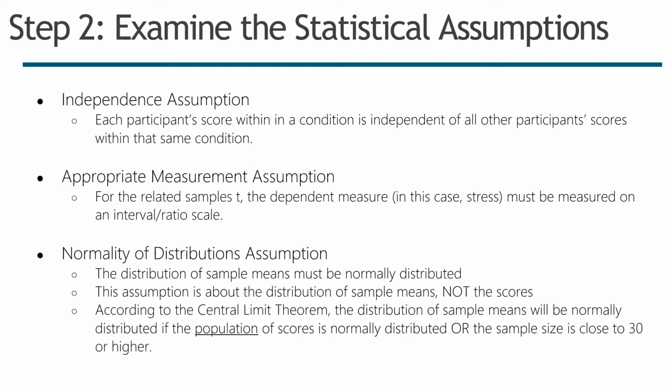And then finally, we have the normality of distributions assumption, and this is that the distribution of sample means must be normally distributed. This isn't about the scores, so our temptation is often to plot the scores from our data set to see if they're normally distributed. And that's not the assumption. Our assumption is that the distribution of sample means is normally distributed, and that's going to be true according to the central limit theorem, either if our sample size is close to 30 or higher, or if the population of scores is normally distributed. In this case, we have a big sample size of 121 people, and so we're confident moving forward that our distribution of sample means will be normally distributed.